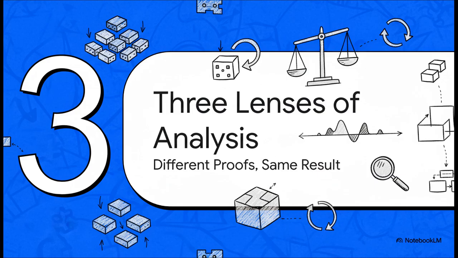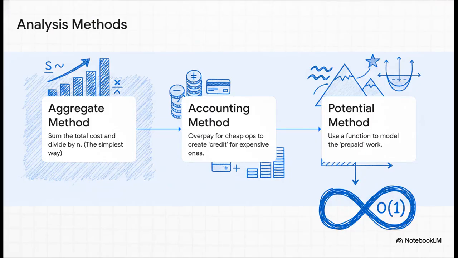Now, what we just did there is called the aggregate method. It's probably the most intuitive way to understand this, but it's worth knowing that computer scientists have a few different ways to prove this, and each one gives you a slightly different way of thinking about the problem. So, we just used the aggregate method. Add everything up and divide.